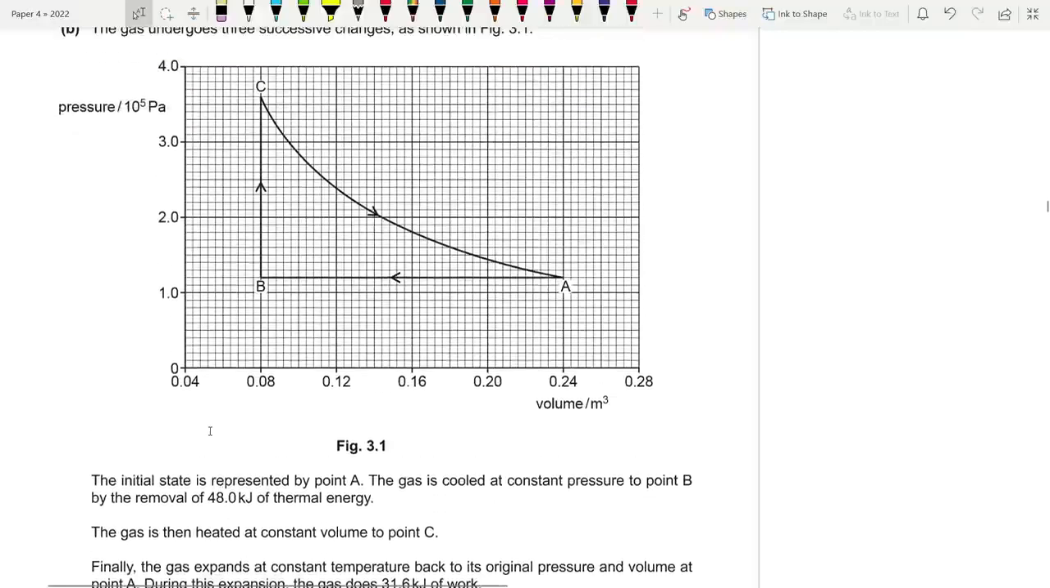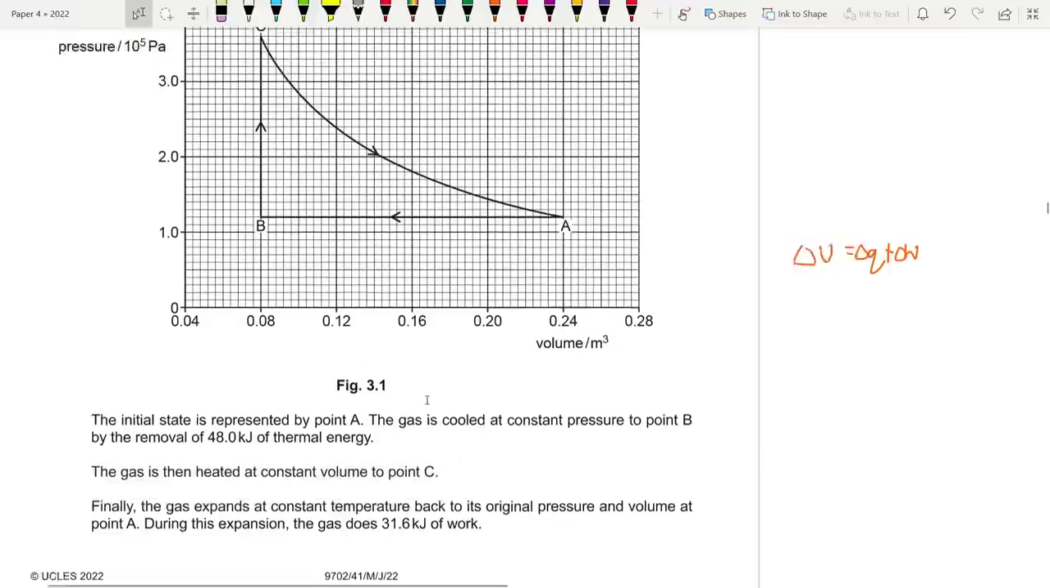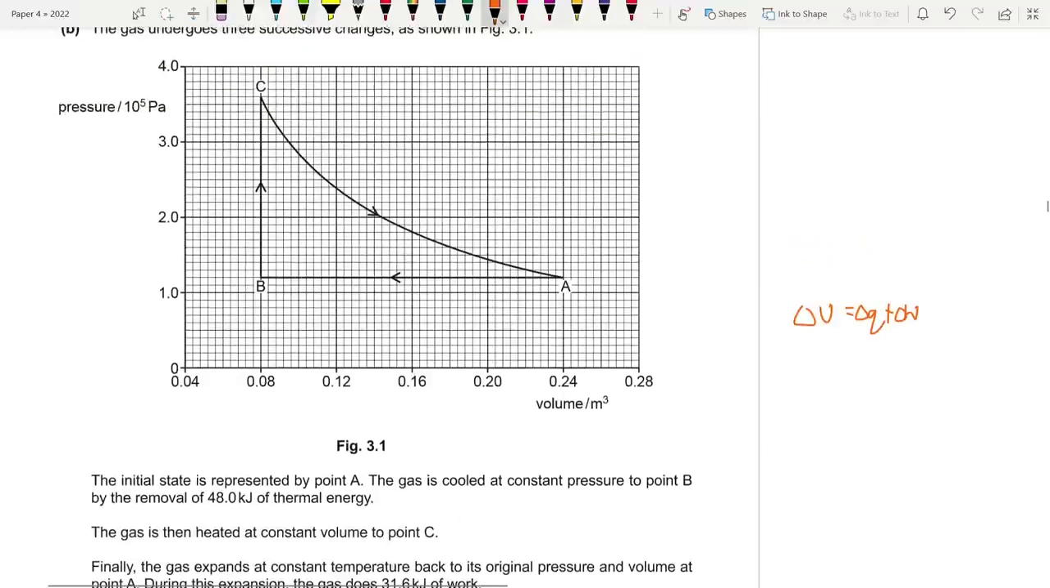Okay. So according to the first law, we know that del U is equal to del Q plus del W, where Q is thermal energy supplied to the gas and W is work done on the gas. So from A to B, it is cooled, so 48 kilojoules of thermal energy is lost. The gas is then heated at constant volume. Okay, so we know that work done by a gas or on a gas is equal to P del V, right?